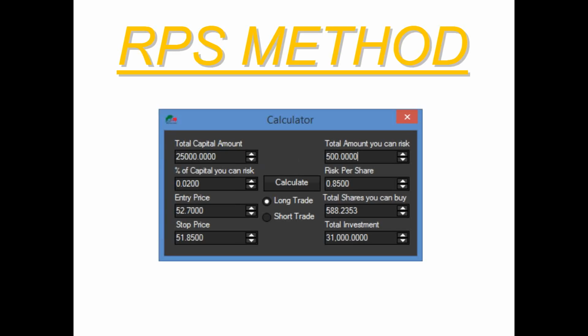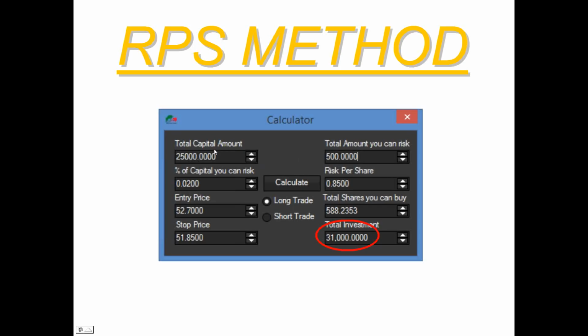Here is the beauty of the RPS method calculator. Look at the very bottom column, the total investment. You are investing a total of $31,000 if you buy 588 shares. Okay, sounds good. But what's the problem? The problem is you only have $25,000. You can't invest $31,000 if you have $25,000. You're going to need to come up with an extra $6,000 before you buy that amount.